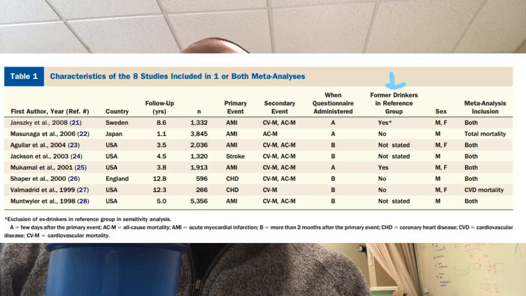And then former drinkers in reference groups. So basically, these studies also had people who didn't drink. But the question is, there are people who don't drink now, but may have drank in the past, versus people who just never drank ever. So that's what they're talking about here.